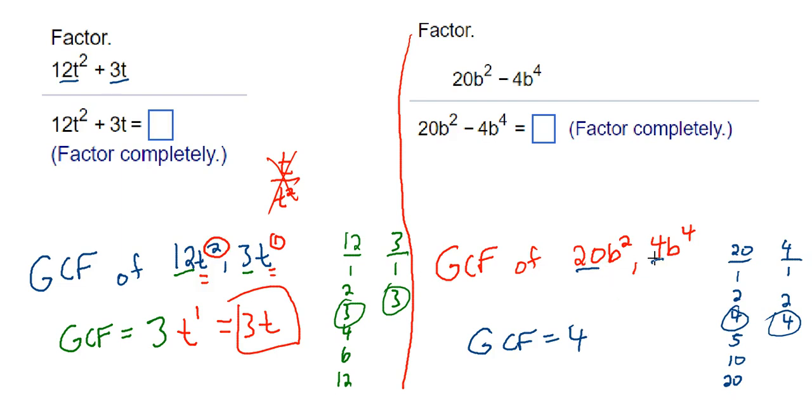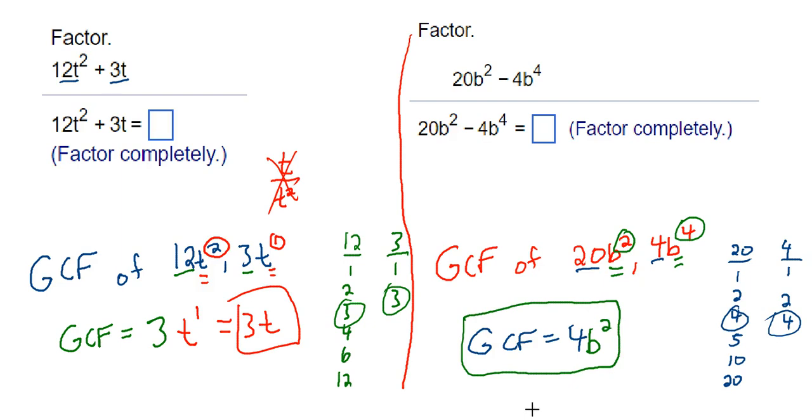So 4 would be the greatest common factor of the numbers. All right, and for the variables, they do share a variable factor in common. They both have a b. So we're going to have a b in our greatest common factor, and we'll raise the b to the lowest power that occurs. So we have a 4. Sorry, I got it backwards. We have a 2 and we have a 4. The lowest power is going to be 2. And so that would be my greatest common factor for this problem.